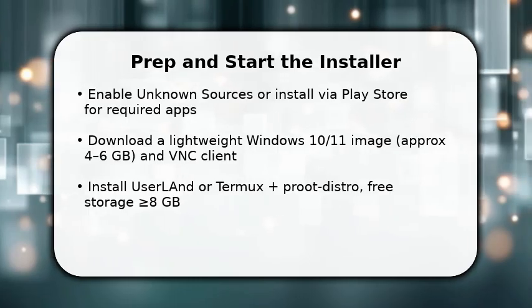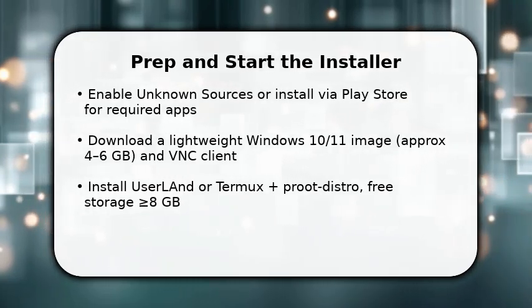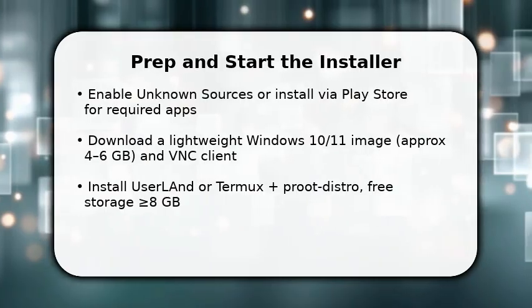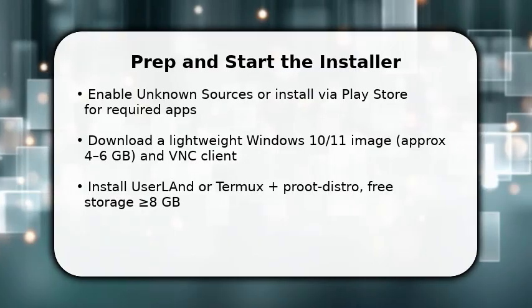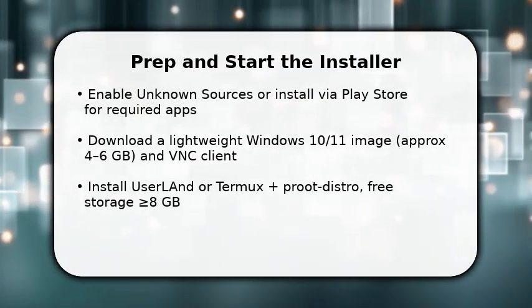Enjoy the video. You begin by preparing the phone: enable unknown sources if sideloading, or use the Play Store for UserLAnd. Next, download a compact Windows image and a VNC client. Make sure you have at least 8 GB free.